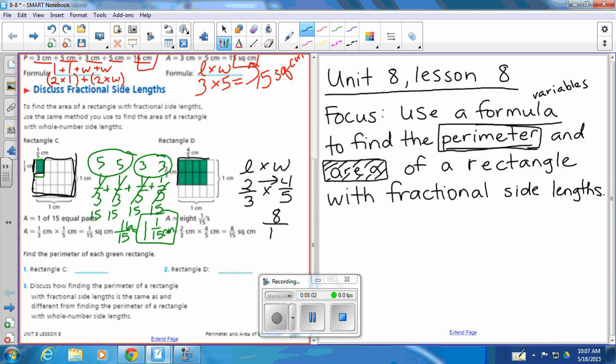But we have 8/15. 3 times 5 is 15. And remember, these would be square units. So this would be square centimeters.